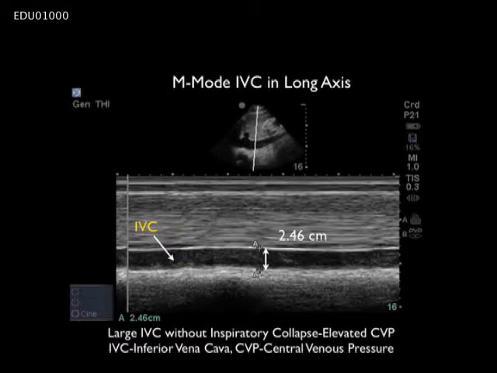We can put that M-mode cursor right along the IVC, just inferior to the confluence of the hepatic vein. Again, we see the IVC is dilated greater than 2.46 centimeters, but more importantly, notice here the small respiratory variation of the IVC from expiration to inspiration, indicating an elevated CVP greater than 10 centimeters of water.